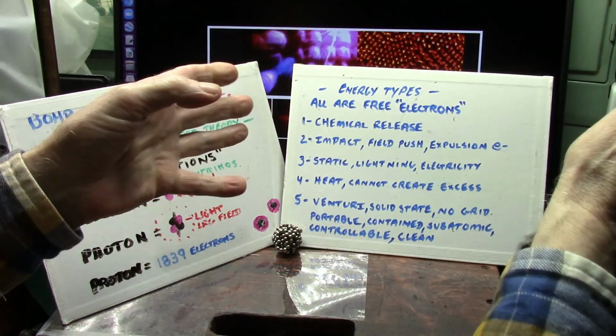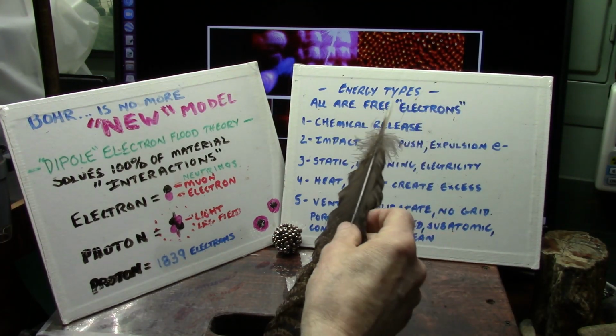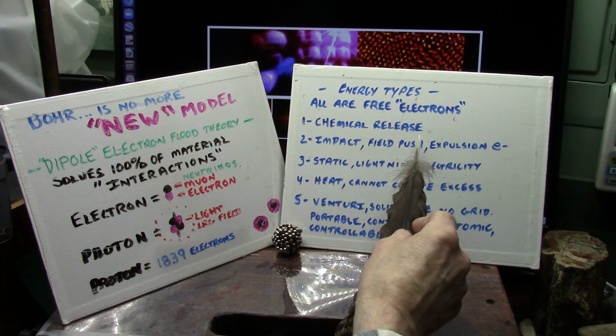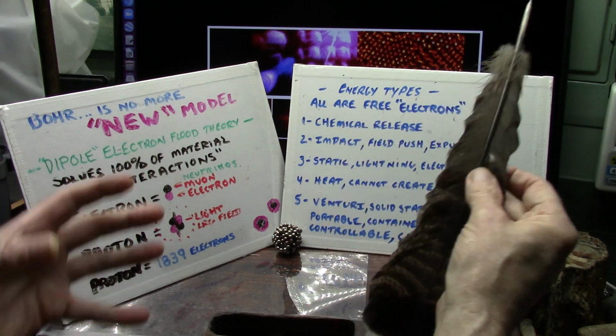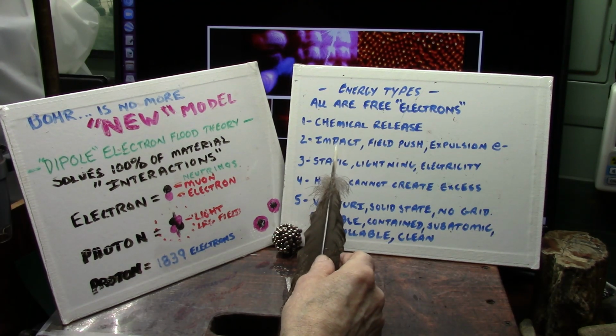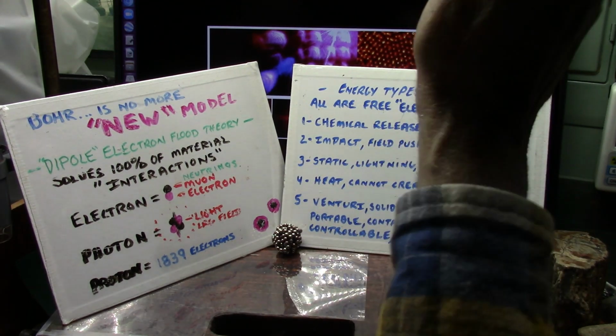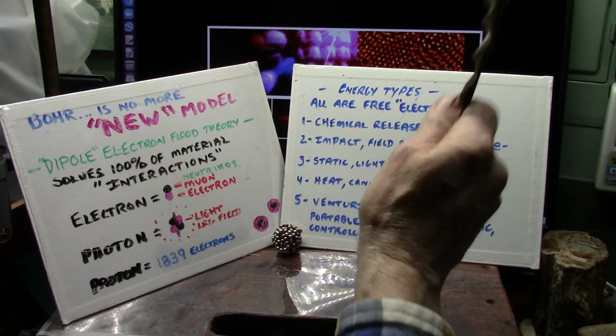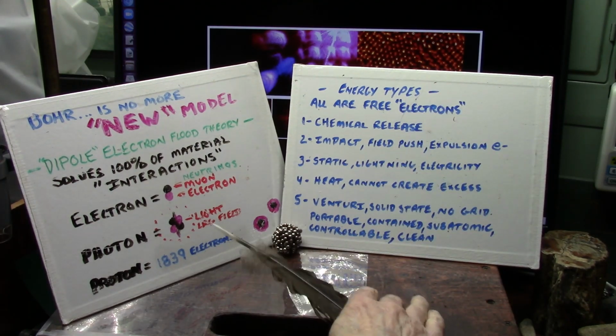It's just letting them drift out of there. Now, so we have chemical release, where things come together and they give off extra electrons. Then we have impact. If you just slam something hard against something else, it'll get hot. You go bam, bam, bam, bam, bam, a couple times, you feel it's hot.